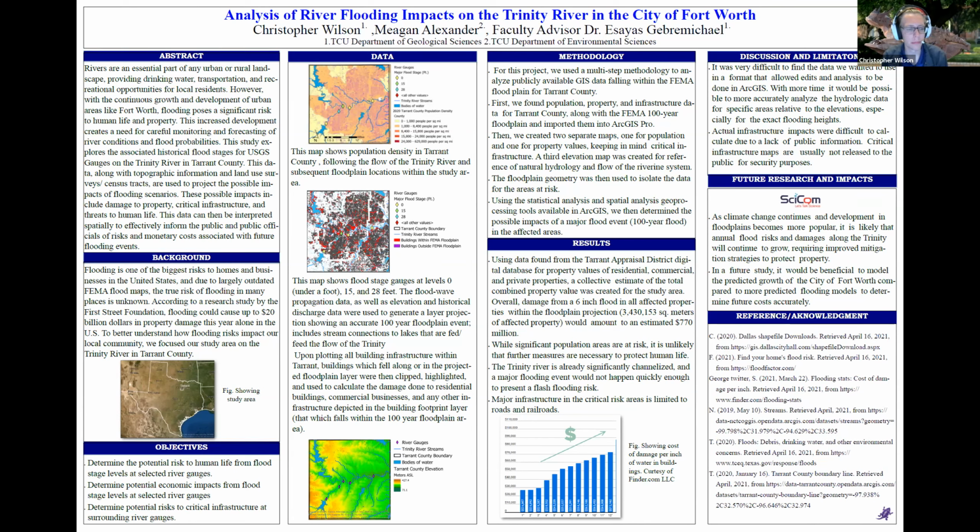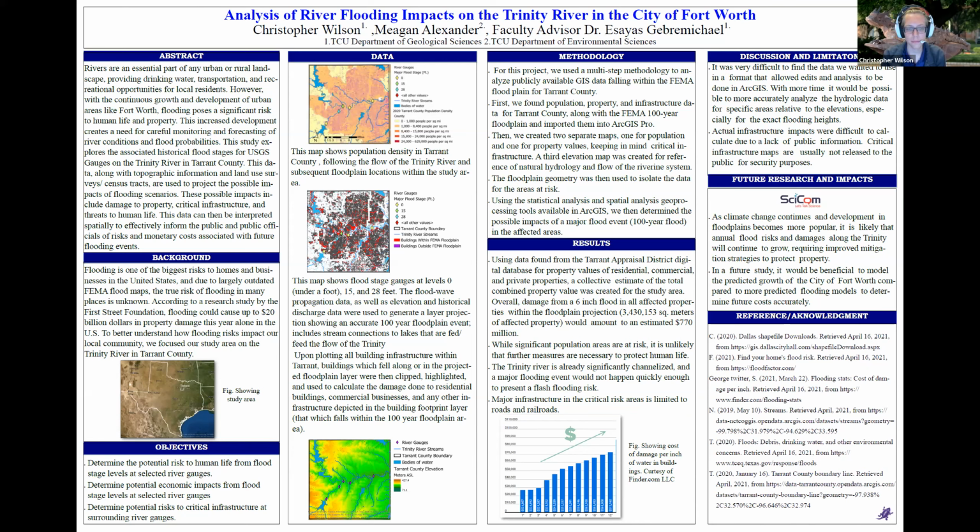And this is really important because flooding annually causes somewhere around 18 to 20 billion dollars in property damage and kills hundreds of people. And we're not exempt from that here in Fort Worth. Our three main objectives in our project were to determine the potential risk to human life from these flood stage levels, economic impacts, and then risks to critical infrastructure. So I'll hand it over to Megan to talk about our data.